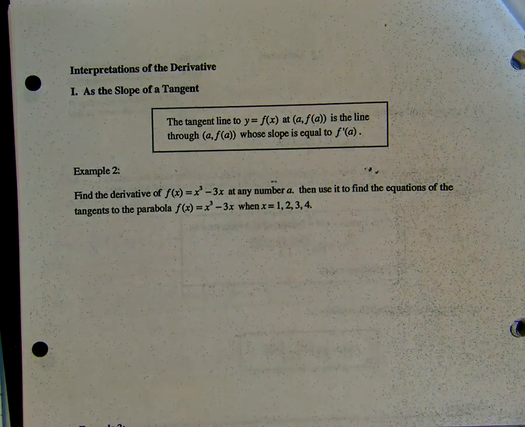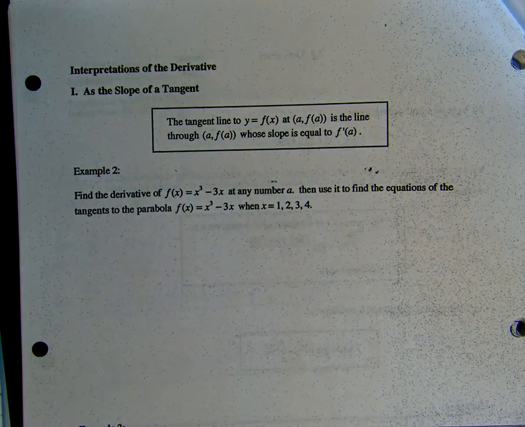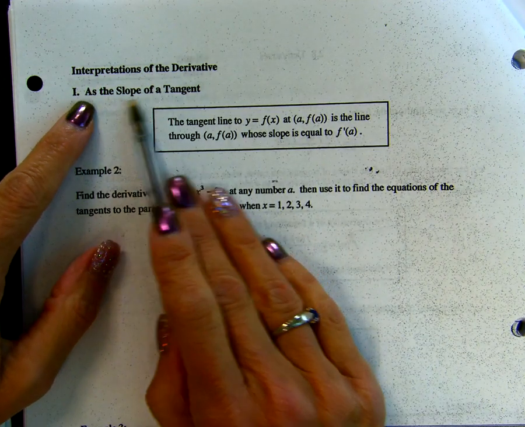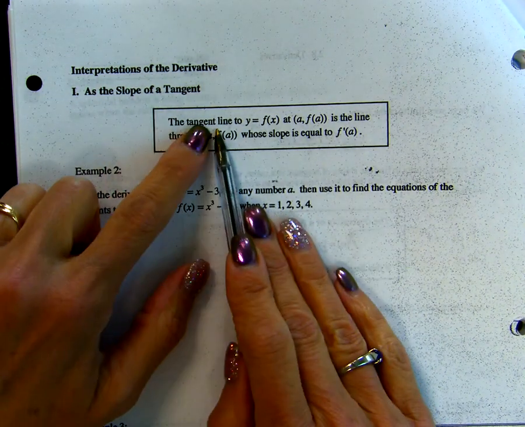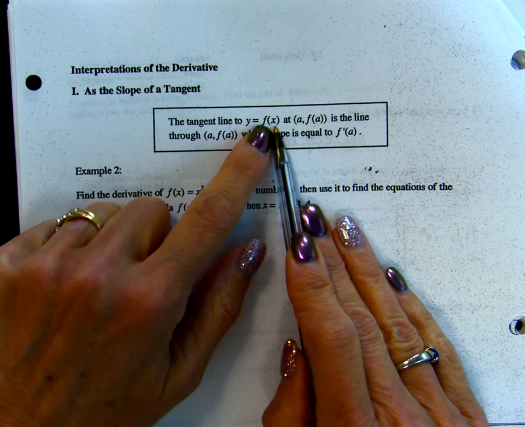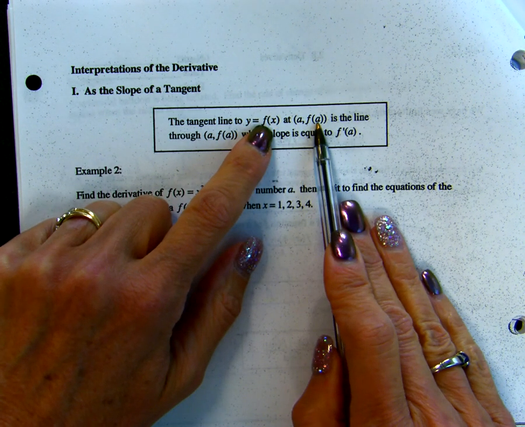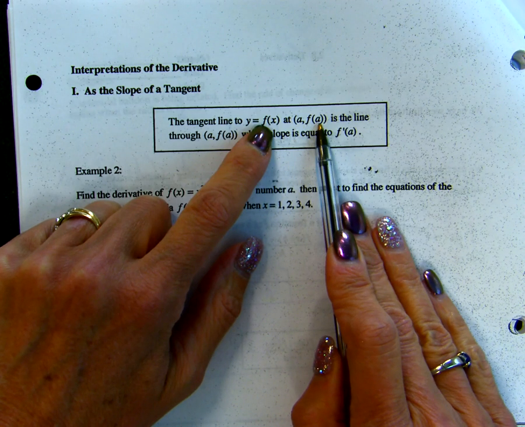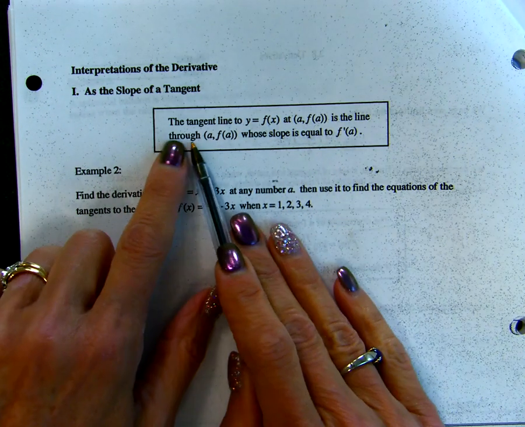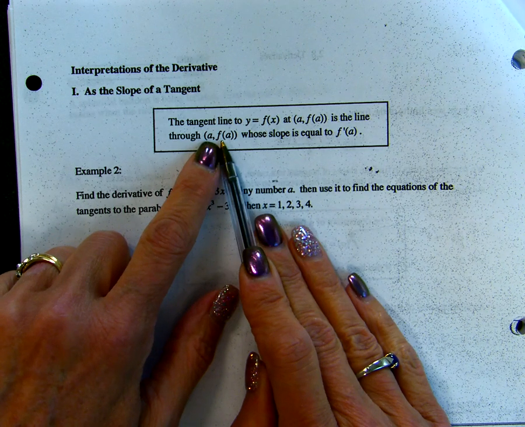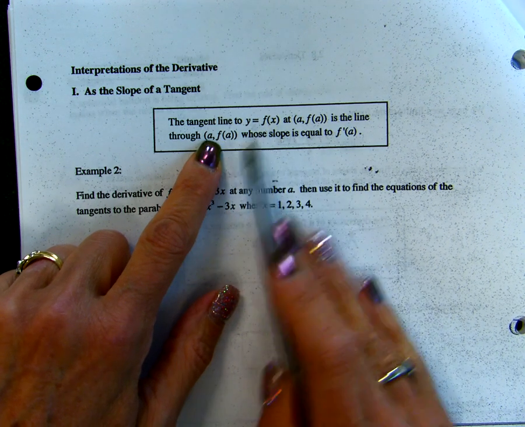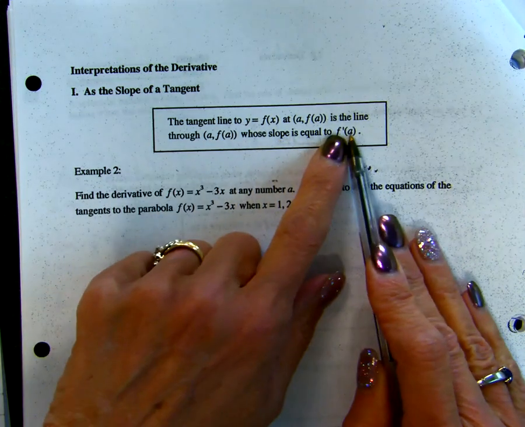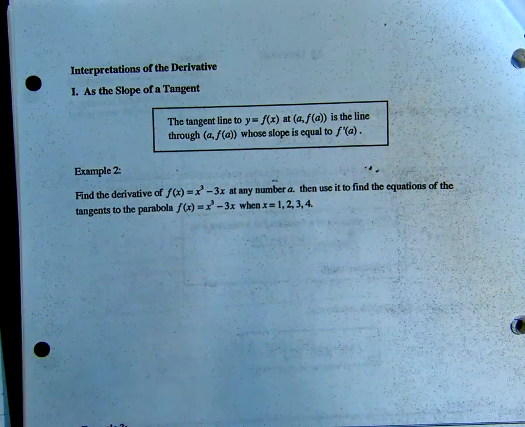Okay, so how do we interpret the derivative? There's several ways to interpret the derivative. We interpret it as the slope of a tangent. The tangent line to y equals f of x at a, f of a, so like in the last example, 4, 18, is the line that goes through that point, this point being on this curve, and the slope of that will be the derivative at a.